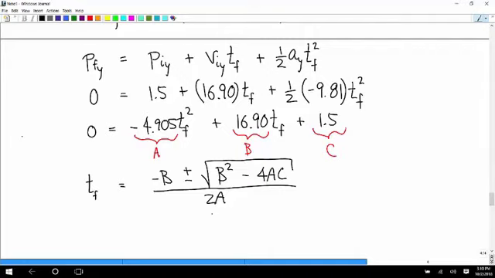Well, in this case, it's going to be easy. Sometimes it's a little more complicated than this, but in this case, we're going to have one answer that's positive and one that's negative, and we only deal with positive times, so that'll be easy. In this case, the two answers that come out are 3.53 seconds and negative 0.086 seconds. We want the positive one. We don't want the negative one.